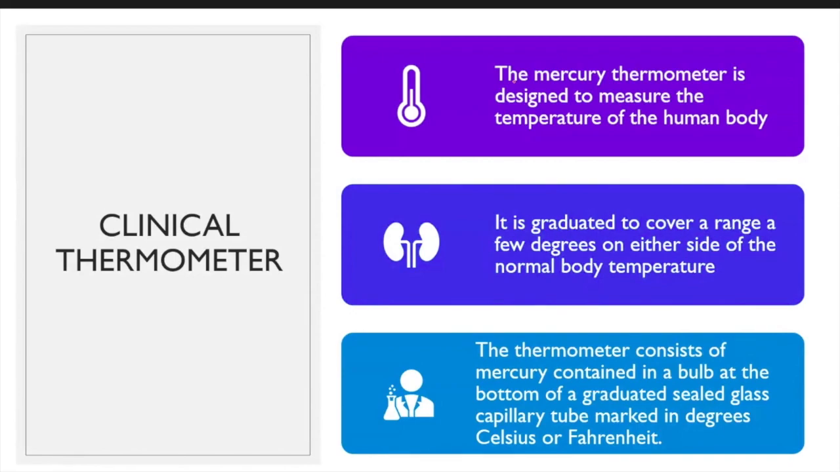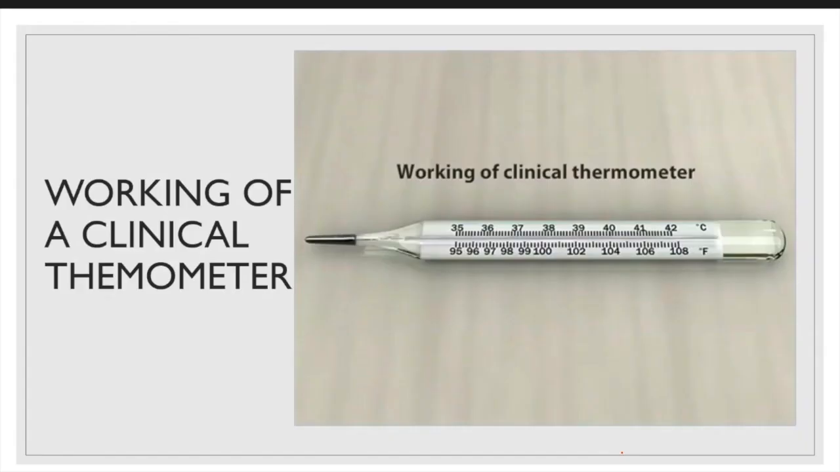Now, the clinical thermometer which we have seen is basically designed to measure the temperature of the human body. It is graduated to cover a range of a few degrees on either side of the normal body temperature. The normal body temperature is 37 degrees, so the range is from 35 to 42 degrees. This thermometer consists of mercury contained in a bulb at the end, and it also has a capillary tube with marks of degrees in Celsius and Fahrenheit scales.